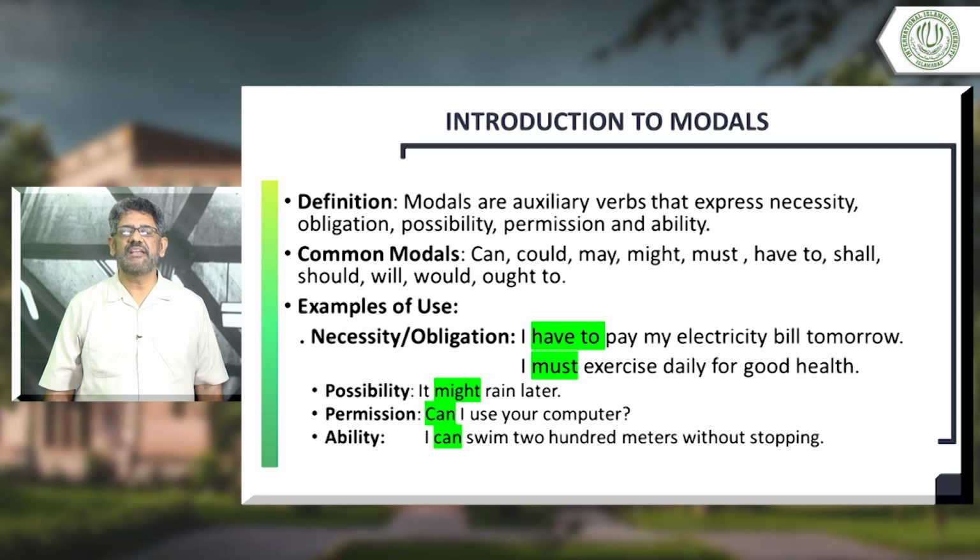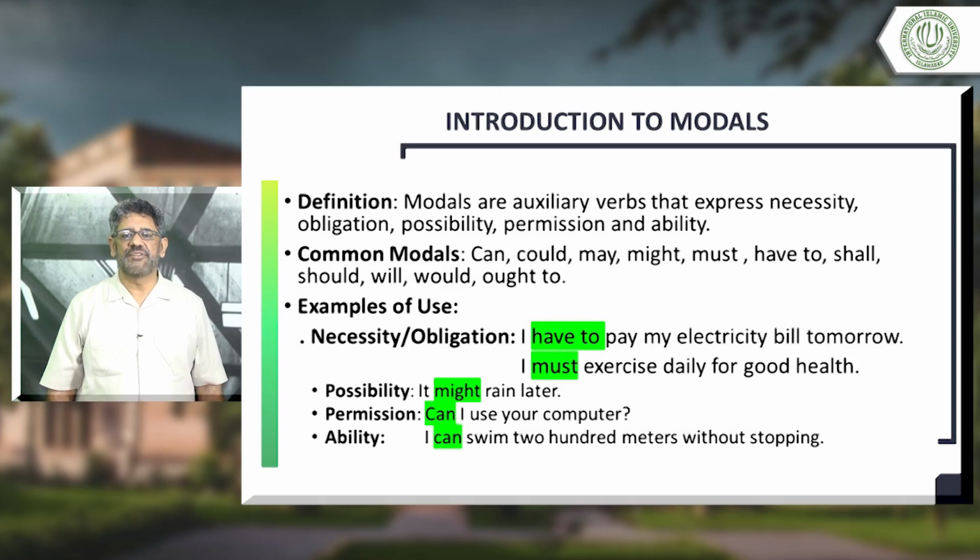Then for possibility, it might rain later. You see, might shows possibility. It may rain later. We are talking about a possibility. It can happen like that. It may not happen like that. I hope you get my point. I'll explain in detail.